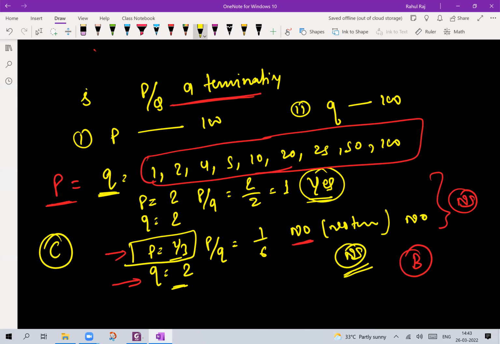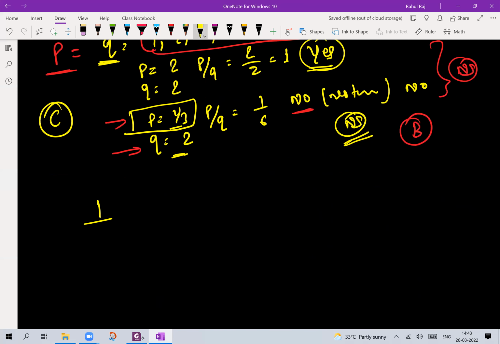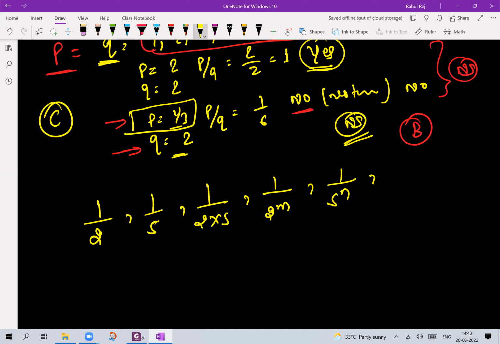So the learning from this question is, guys, if you divide any number by 2, or you divide any number by 5, or you divide any number by 2 cross 5, or you divide any number by 2 to the power m, or by 5 to the power n, or by 2 to the power m into 5 to the power n, this is the only way you get a terminating condition, that's all.